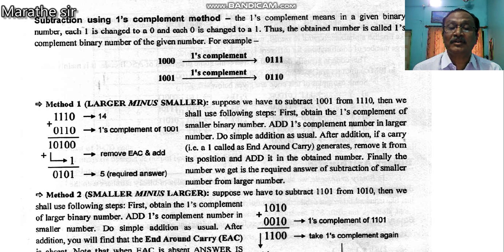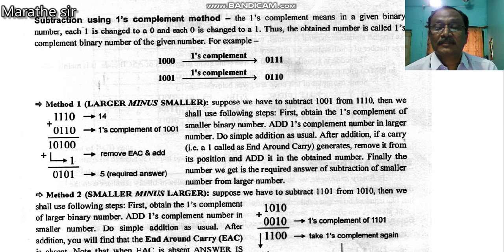If that end around carry is equal to 1, remove it from its position and add it to the octet number. That carry is removed from here and it is added to that number 0100. So finally we get the required answer of subtracting the smaller number from the larger number.